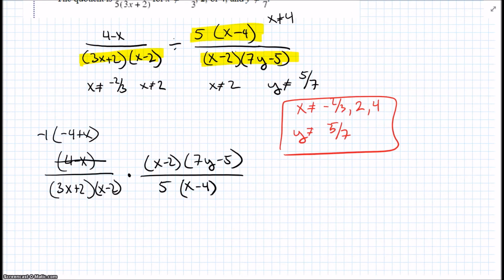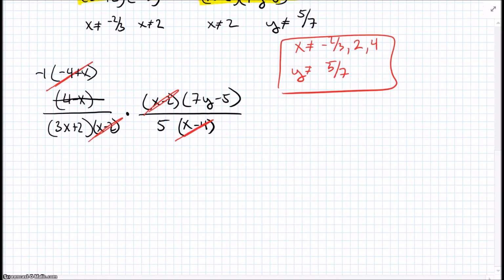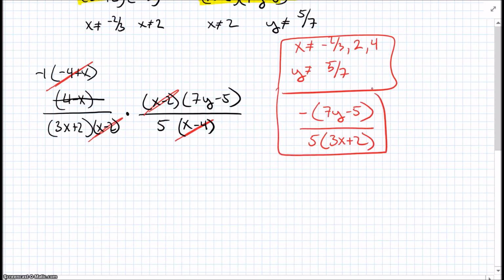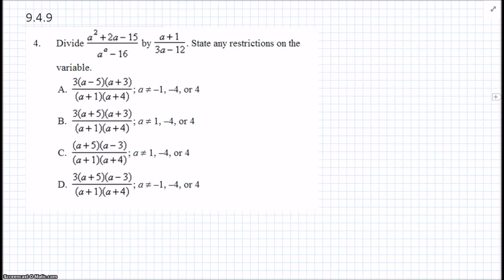So let's see what we can factor out now. I can factor out the x minus 4 and the x minus 4, the x minus 2 and the x minus 2. So now, with my restrictions listed above, I have on top negative (7y minus 5) all over 5 times (3x plus 2). Okay, that is my final answer with the restrictions listed.